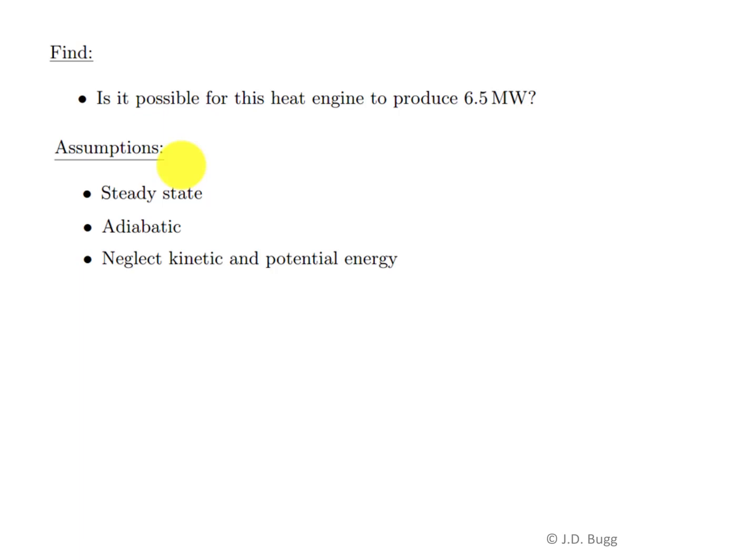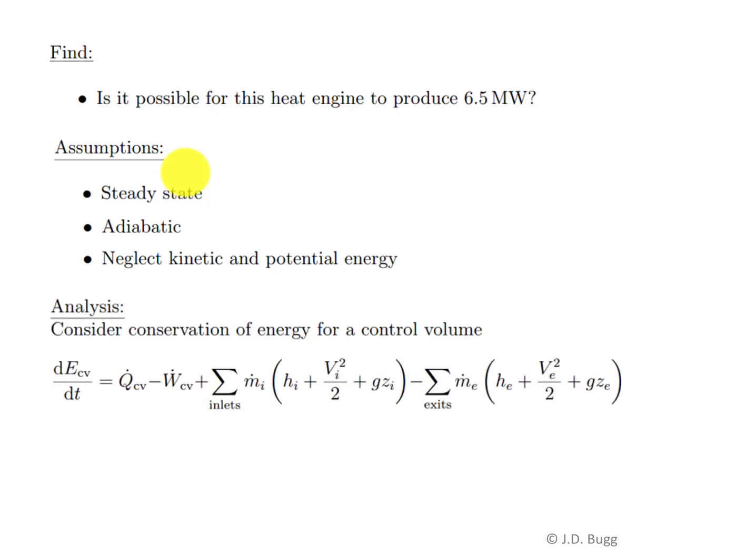So we're interested in finding the power produced by this machine. So the approach we're going to take here is to just set aside the 6.5 megawatts for a while, pretend that we weren't given that, and just see if we can calculate the maximum possible power that this machine can produce. So we'll be getting that power from the energy balance. So we'll begin with the conservation of energy equation for a control volume.